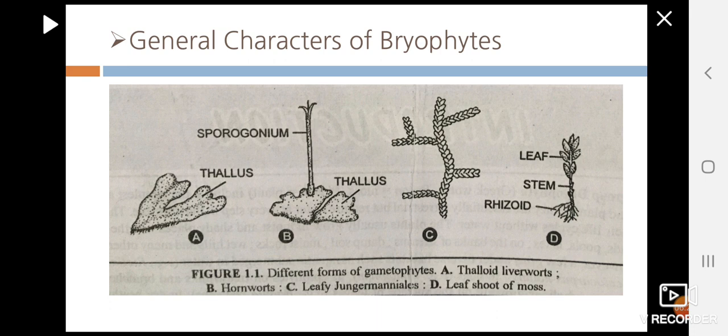So you can see the different forms of gametophytes here. These plants are green, they possess chloroplasts, so they have an autotrophic mode of nutrition. Roots are completely absent, but they have unicellular or multicellular rhizoids. Vascular tissue is also absent, but a few mosses have xylem-like hydroids for conduction of water and minerals, and phloem-like leptoids for conduction of food.